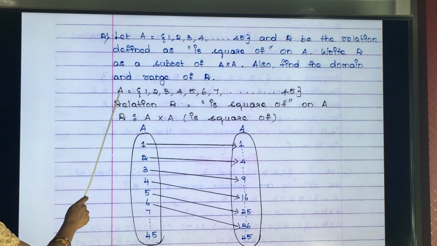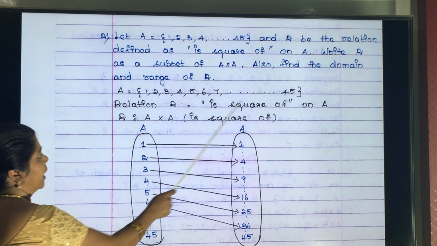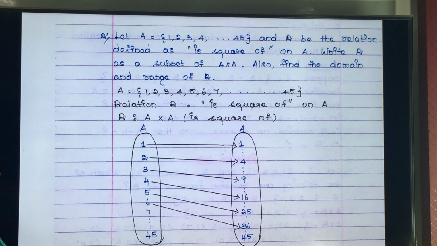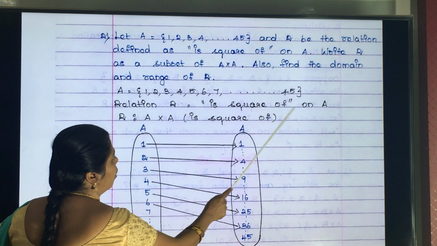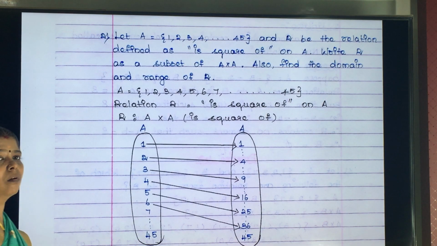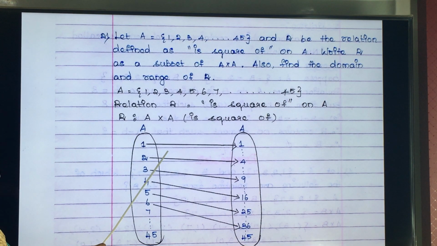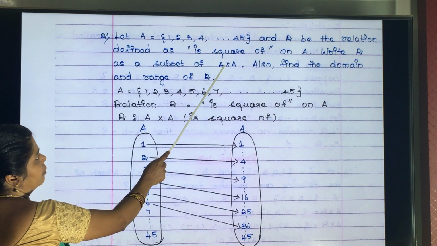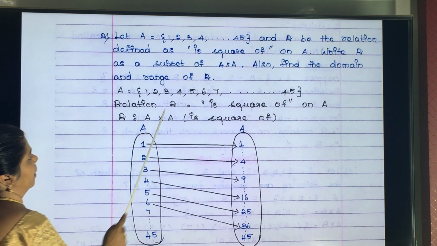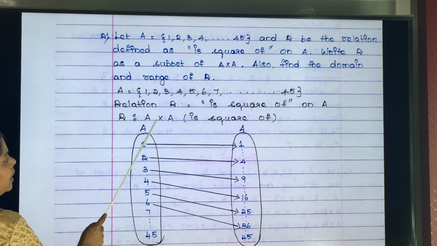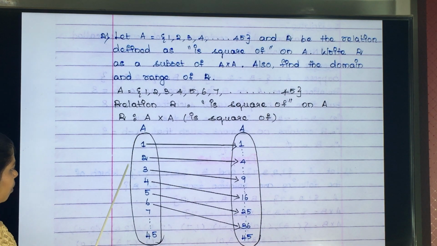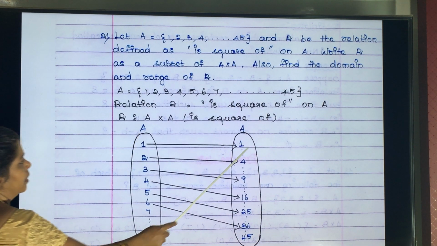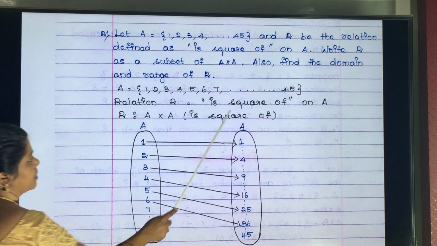So let me write set A. What is set A? 1, 2, 3, etc. up to 45. What is the relation R given here? R is "is square of" on A. Now we need to find A cross A. The relation given here is on A cross A, that is "is square of".